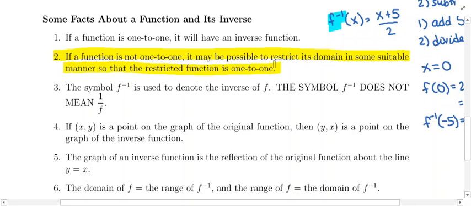Number 3, the symbol f inverse is used to denote the inverse of f. The symbol f inverse does not mean 1 over f. The reason that is mentioned is if you have a variable x, I'm talking variable, not function here. You've probably seen this before. Like if I say x to the -1, you can eliminate that negative exponent.